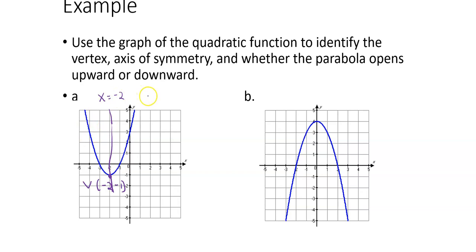All right, for part B, obviously that opens downward. I could see that. What's the vertex? In this case, because it opens downward, the vertex is the highest point. It's 0, 4. And because it's 0, 4, that must mean that x equals 0 is the axis of symmetry. So the vertex is 0, 4. X equals 0 is the axis of symmetry. X equals 0 is also known as the y-axis.